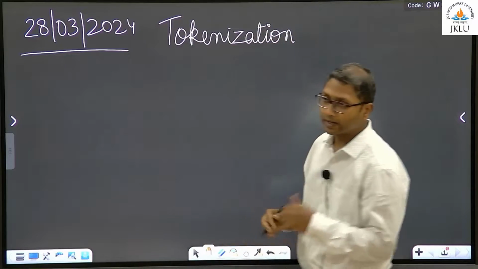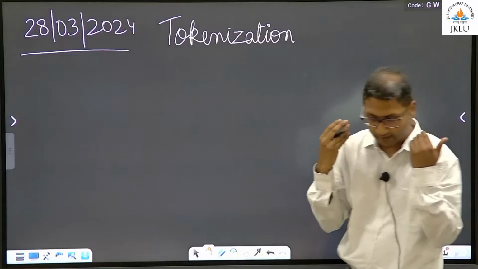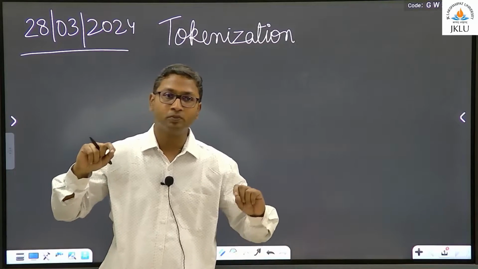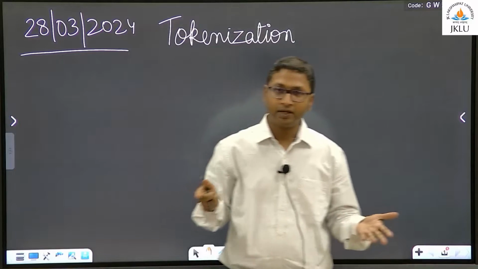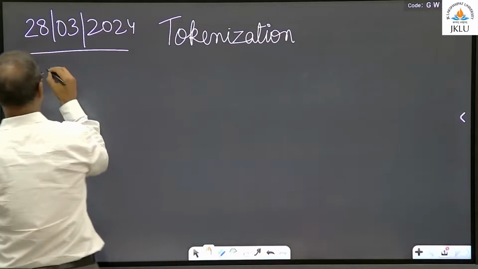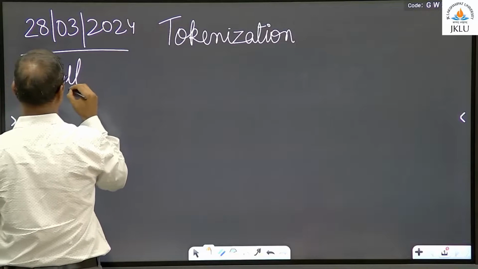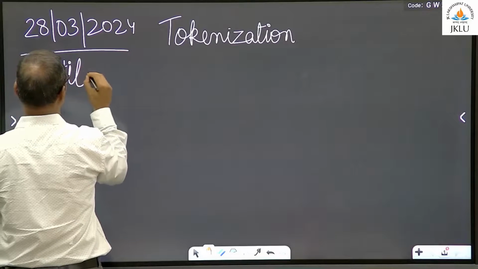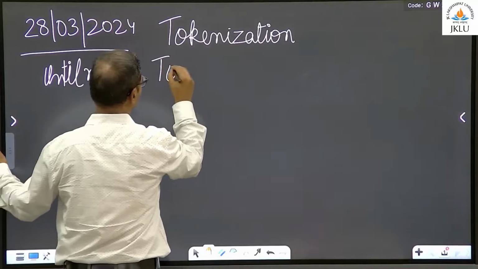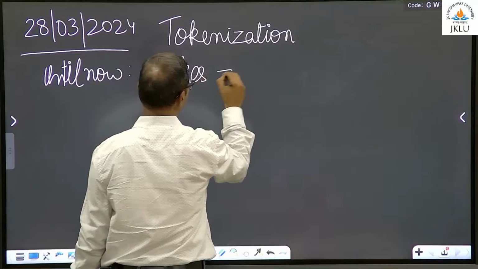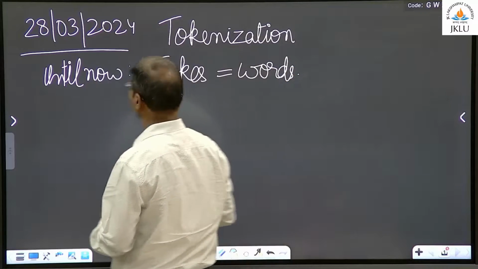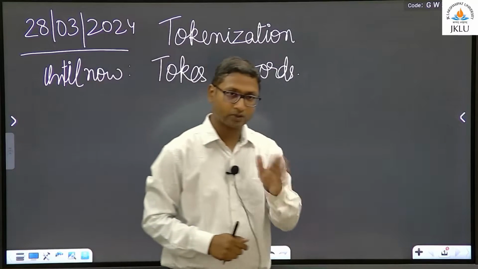So until now, be it GPT, be it BERT, I have been saying we will assume words are my tokens. So until now we have been basically assuming tokens equal to words. Now that is not the case.